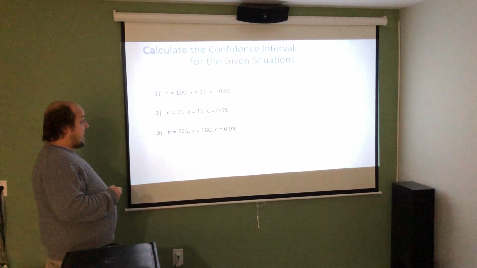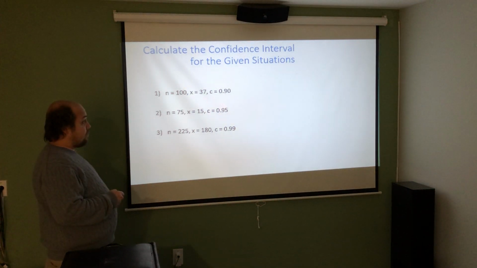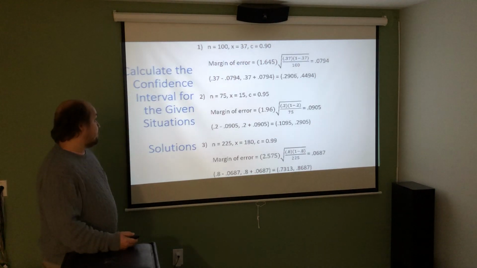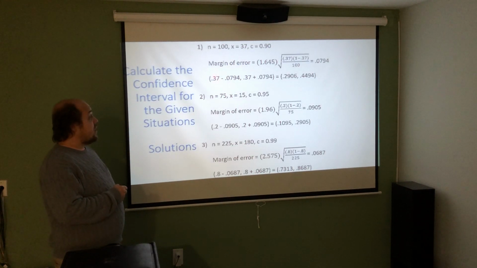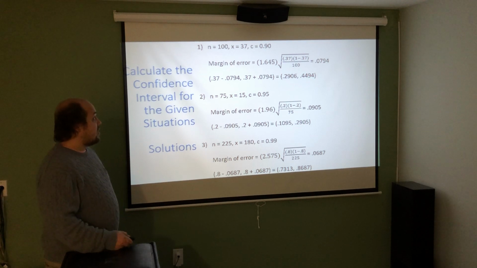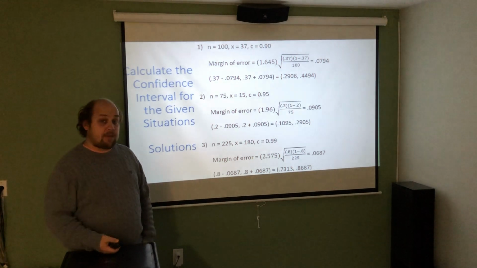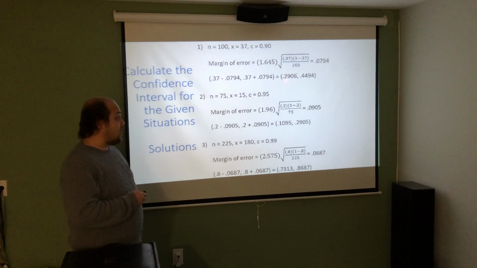So we've previously calculated p-hat as 0.37, we previously calculated the error, we're just going to add and subtract the error here. For the first one, 0.37 minus the error that was calculated as 0.0794, 0.37 plus the error that was calculated as 0.0794 gives me a final answer of 0.2906 to 0.4494. So in this situation, we're 90% confident the true population proportion is between 29% and about 45% based on getting 37% in our sample.